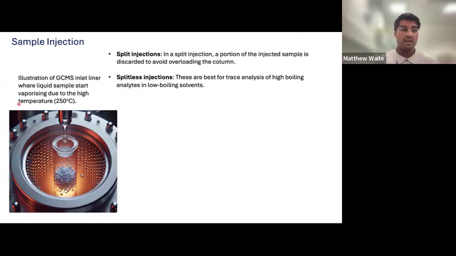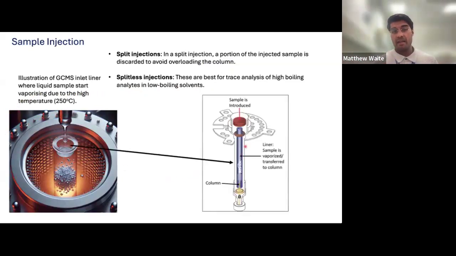This is just a cartoon here, but let me talk you through it because I think this is very important. So the sample goes into the GC, and this is a high temperature inlet liner. That's really key because that high temperature inlet liner vaporizes your sample, as seen by these small bubbles here. So your sample expands and it vaporizes. And here's the inlet liner here. So your sample is introduced here. This is the high temperature inlet liner.